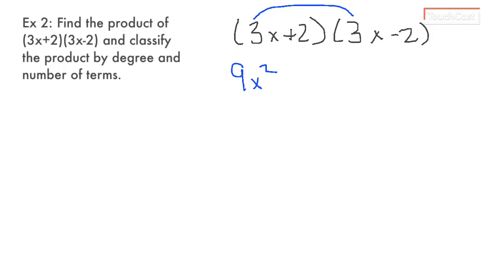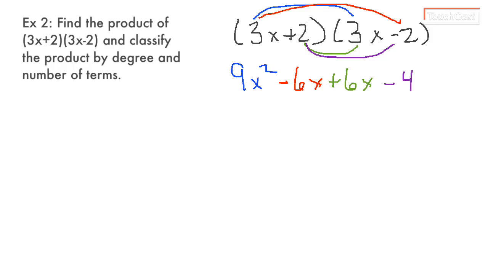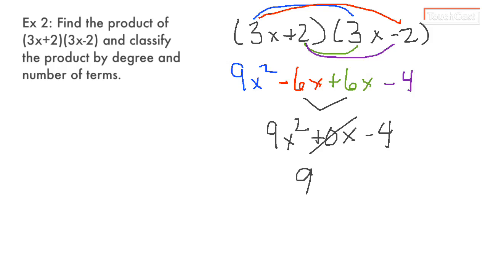Now I go with my outside terms. 3x times negative 2 gives me a minus 6x. My inside terms, 2 times 3x gives me a plus 6x. And then my last terms, I go 2 times negative 2, minus 4. Now I can combine the middle terms. So I'm going to have 9x squared. Negative 6x plus 6x is just 0x, minus 4. But we don't need to write that 0x, so our answer is just going to be 9x squared minus 4.